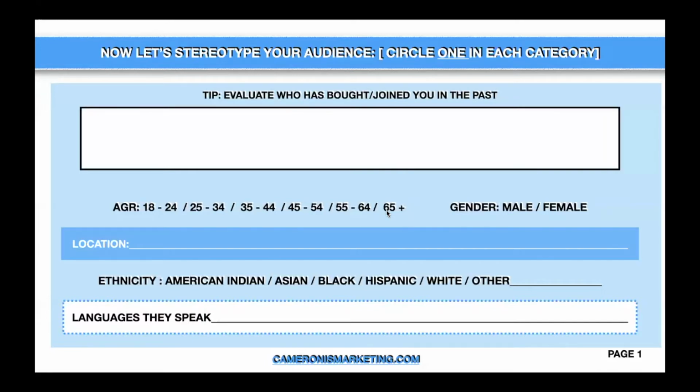So you just circle which one. If you want to start with someone who's 25 to 34, you just circle that. And then you'll circle whether they're male or female. Okay. And then their location. Where are they located? Are they located in the United States? Are they located in the UK, Canada? You get it, right? So you put it right there. And then you circle whether they're American Indian, Asian, Black, Hispanic, white, or other, right? Because once again, certain ethnicities respond to certain messages, okay? And then here you put what language they speak, okay?